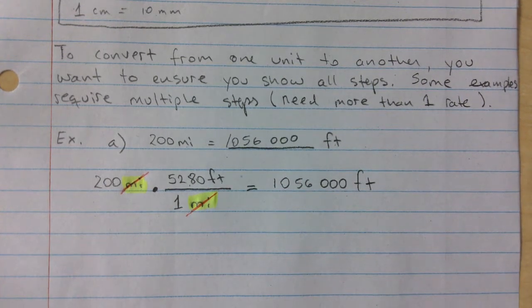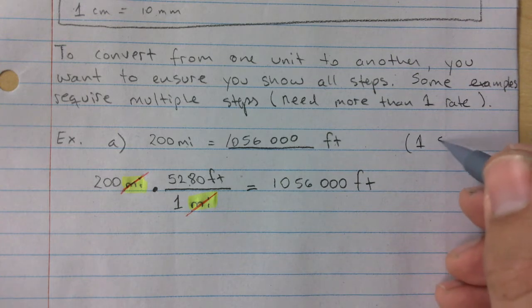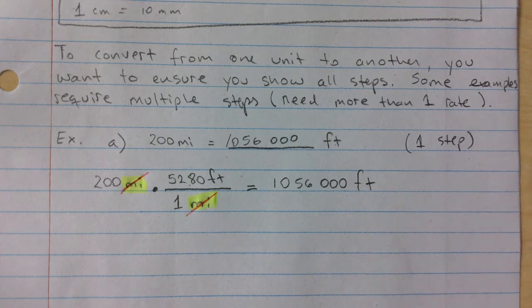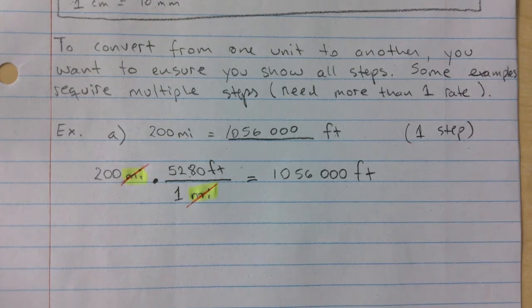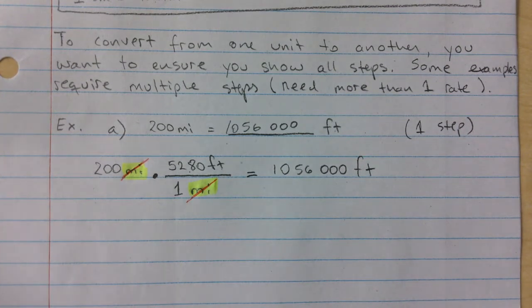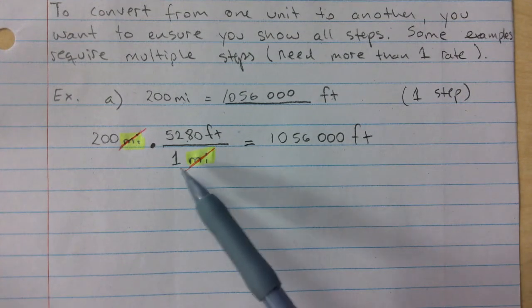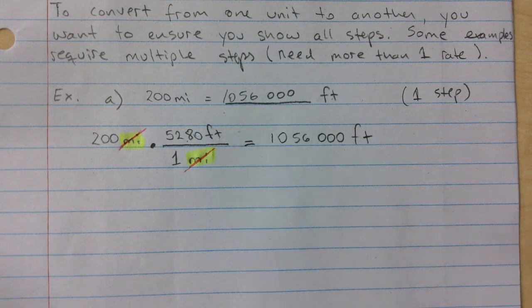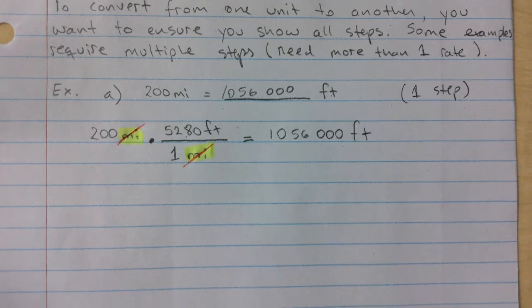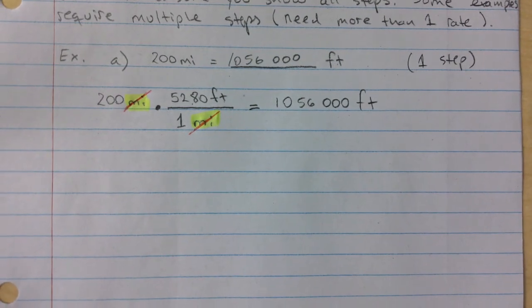So this is just one step, okay? Just giving you a note, this is the easy case. Just boom, one multiplication. Will there be instances where the 1 mile might be in the numerator? Yes, there will be. It always depends on what it is that you want to cancel out.